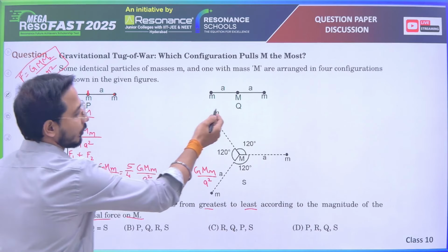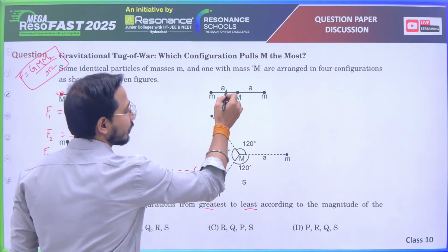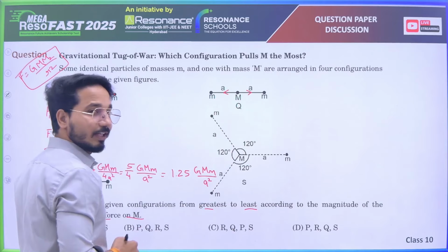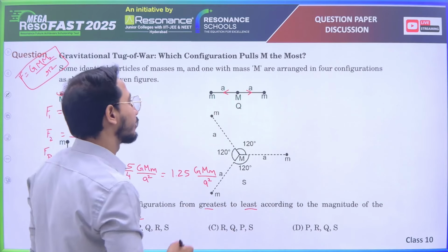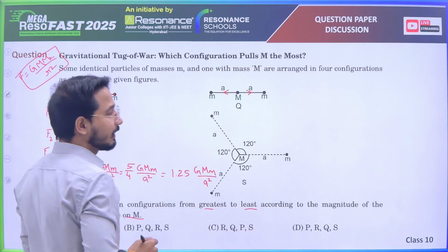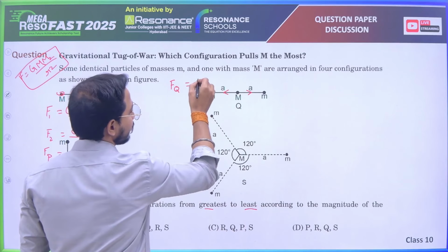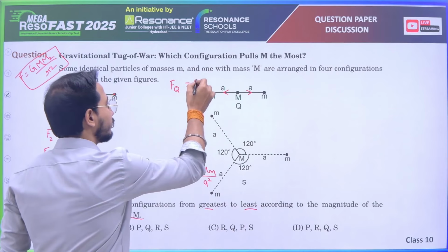Now moving on to the next, at point Q. Here we can see the forces acting on capital M are equal in magnitude but opposite in direction. So at point Q, the net gravitational force is 0, right?